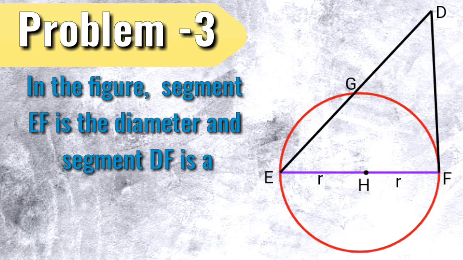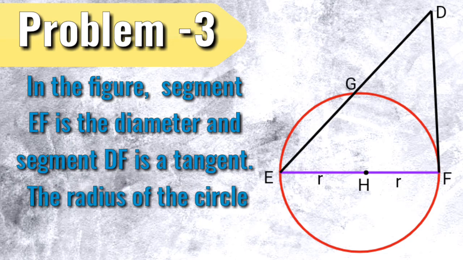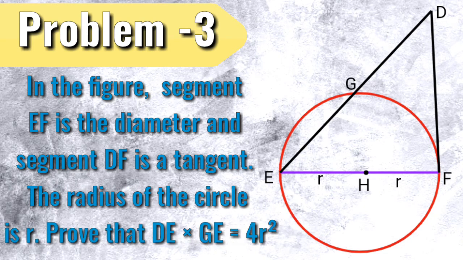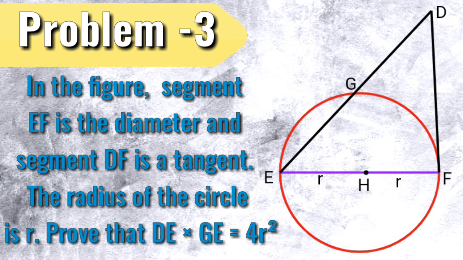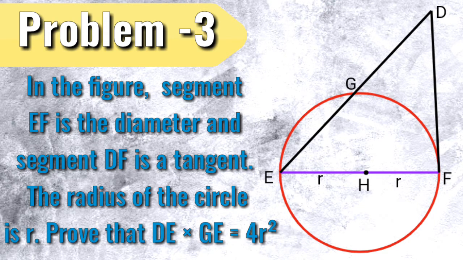For today, it is the last question, and the question is, in the figure, EF is the diameter and DF is the tangent. The radius of the circle is R, then we have to prove that DE into GE is equal to 4R square.